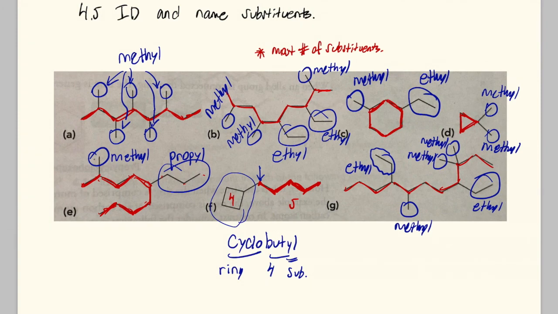Okay? So that's how you do problem 4-5. You just got to be familiar with highlighting longest chains, circling side groups, and using table 4-2. Just need to memorize table 4-2.